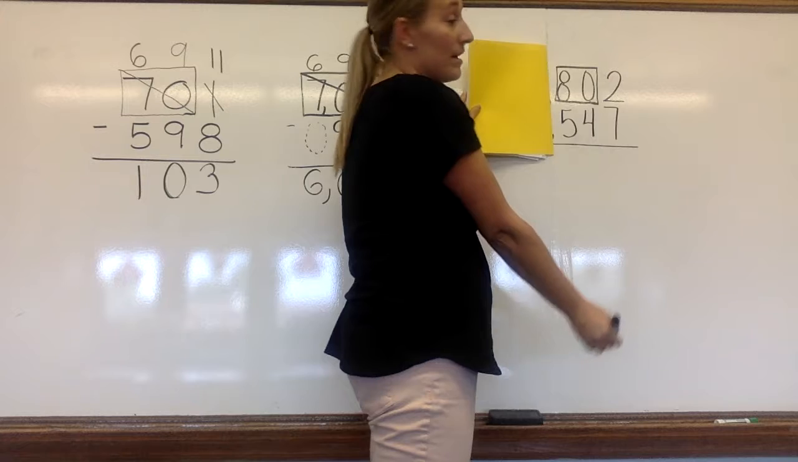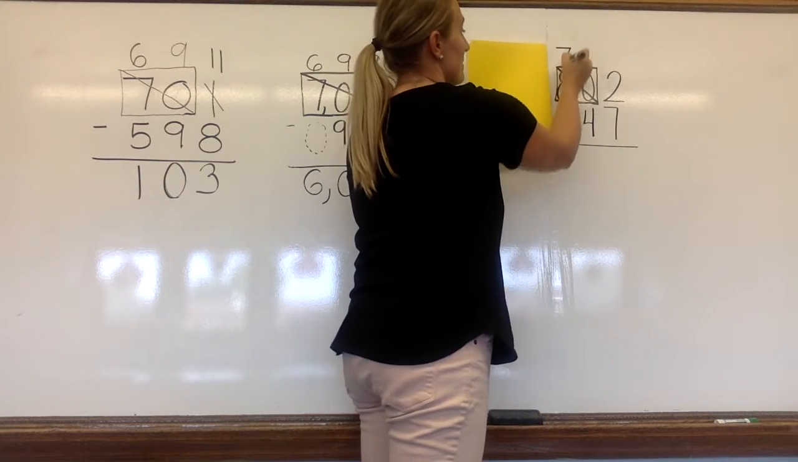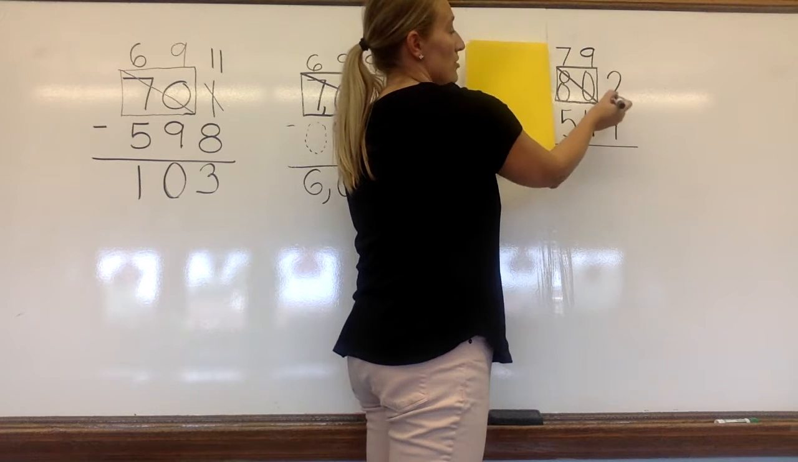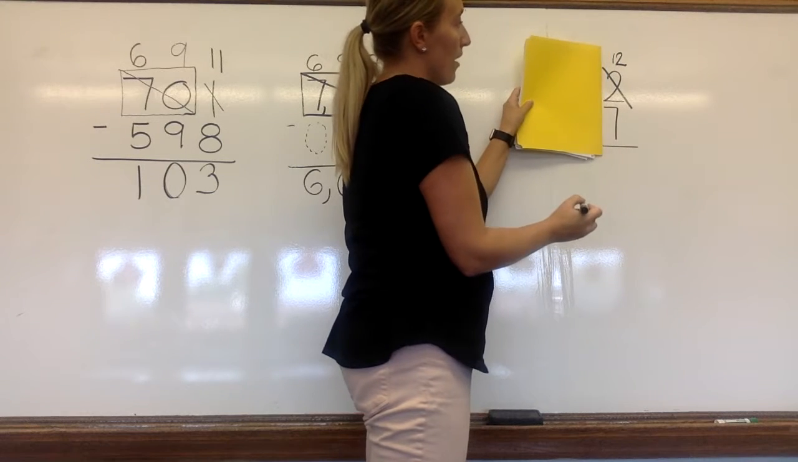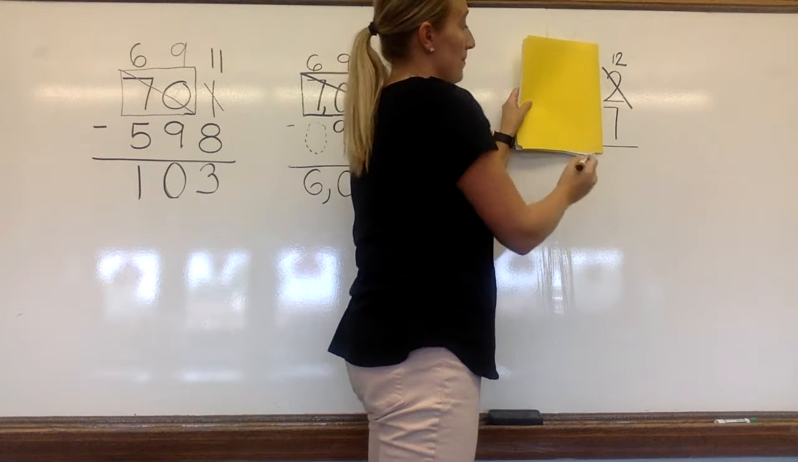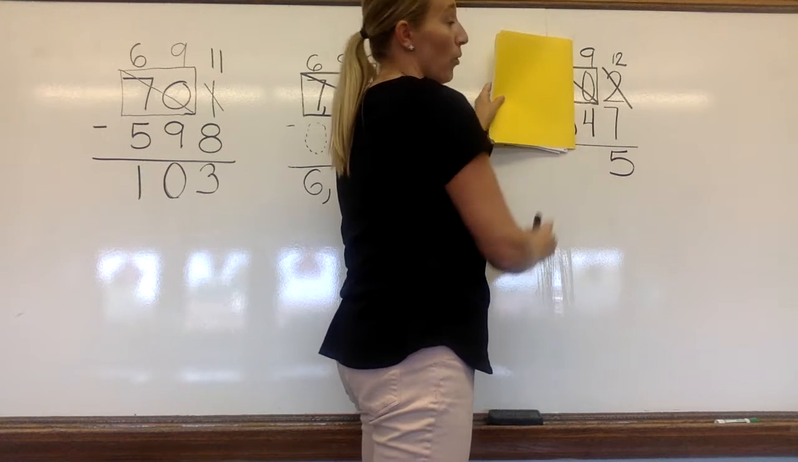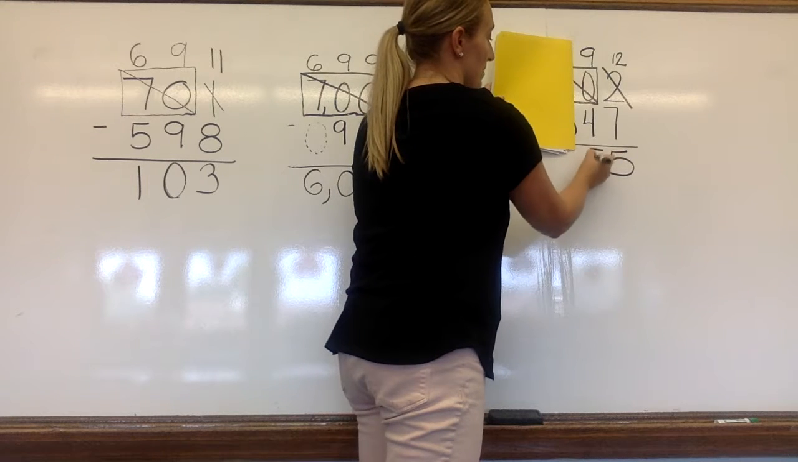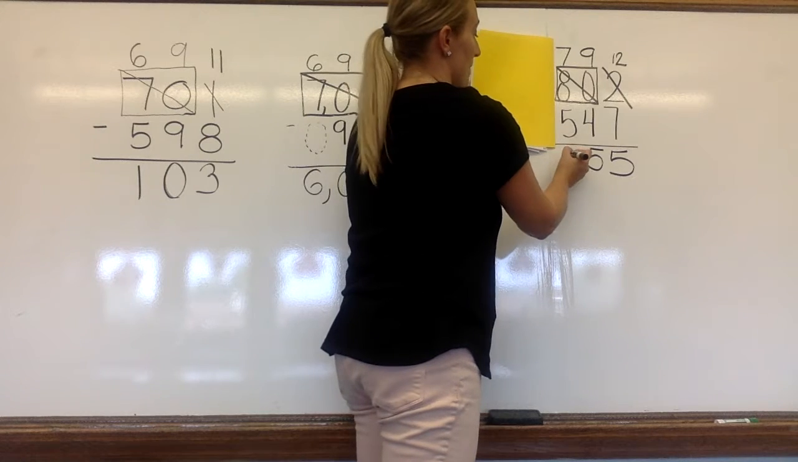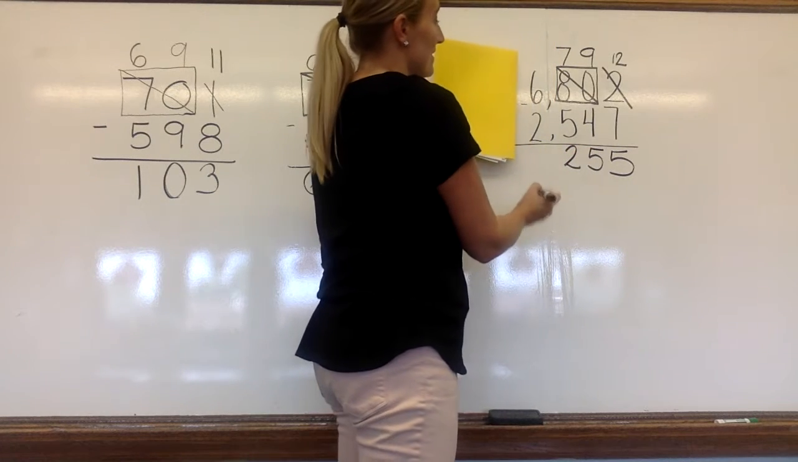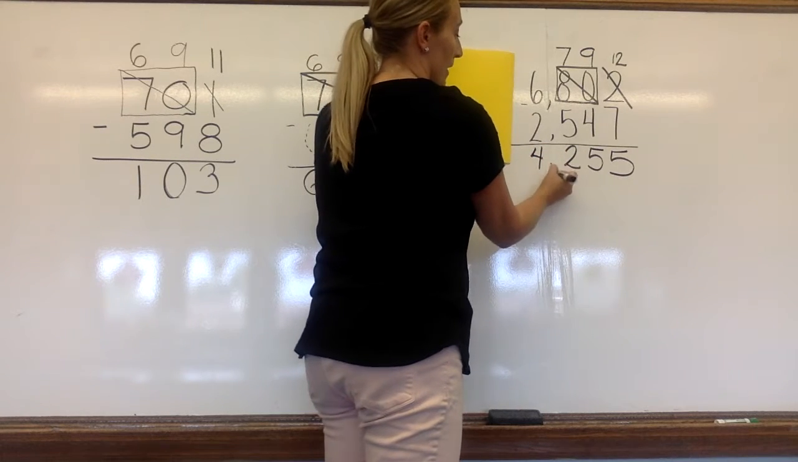I can take away from 80. 1 less than 80 is 79. I make this 79. And my 2 gets 10 more and becomes a 12. So 12 minus 7, more on top, no need to stop. That becomes a 5. 9 minus 4, more on top, no need to stop. That becomes a 5. 7 minus 5, more on top, no need to stop. That becomes a 2. And then 6 minus 2, more on top, no need to stop. That becomes a 4. I bring down my comma.